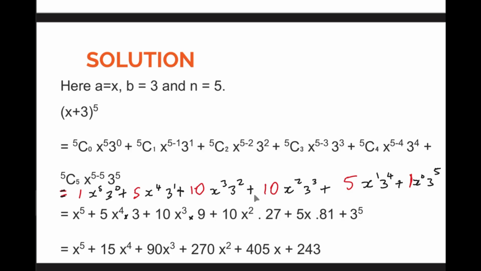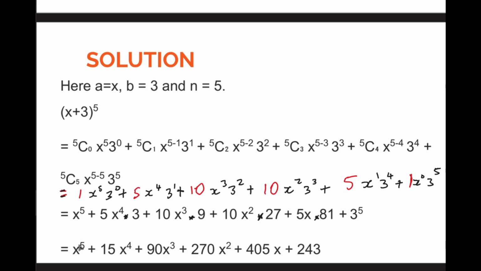Times 9. Then 10x squared, 3 to the third power is 27. So that's not a decimal 27, that's a times 27. And then 5x to the 1 is just 5x, and then that's times 81. And then this here, 1 times x to the 0 is 1. So that's 1 times 1 times 3 to the 5th power. So that just gives you 3 to the 5th. One more step in the simplification process.